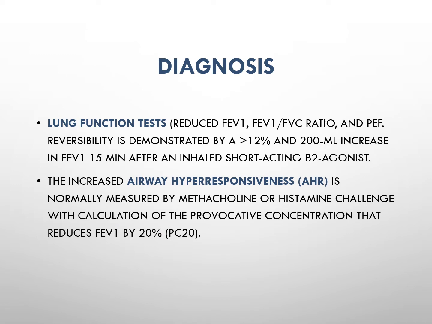Now about diagnosis. Lung function tests. This is the first examination. Reduced FEV1, FVC ratio, and PEF. Reversibility is demonstrated by more than 12% and 200 milliliter increase in FEV1 15 minutes after an inhaled short-acting beta-2 agonist. The increased airway hyperresponsiveness is normally measured by methacholine or histamine challenge, with calculation of the provocative concentration that reduces FEV1 by 20%.